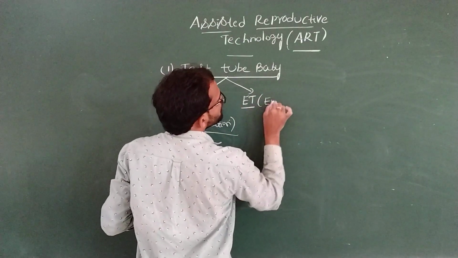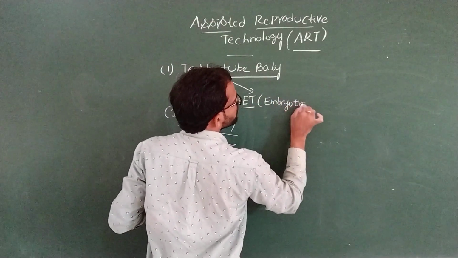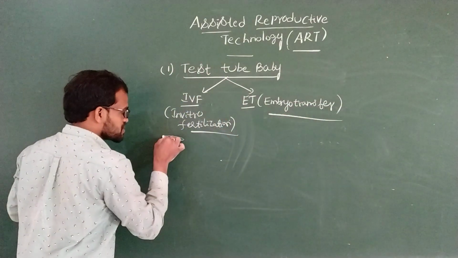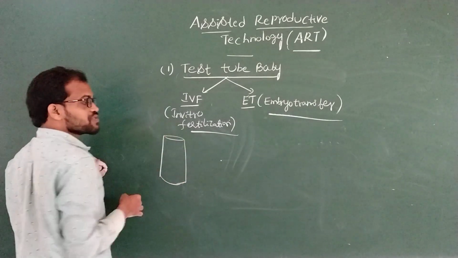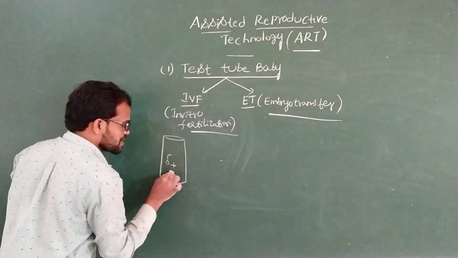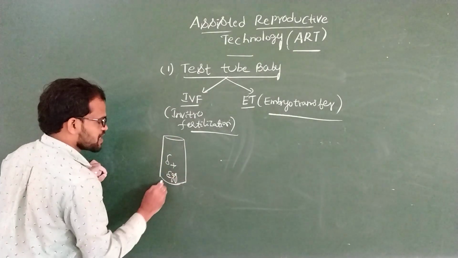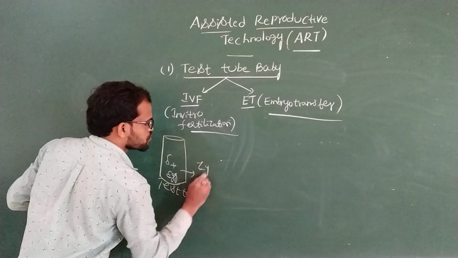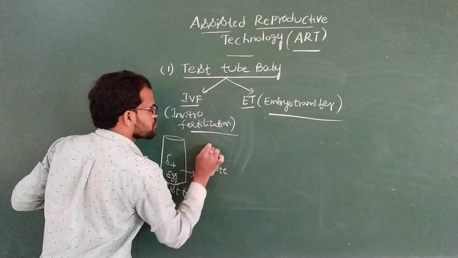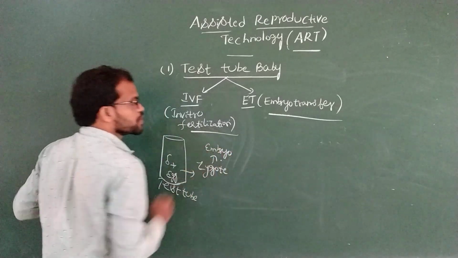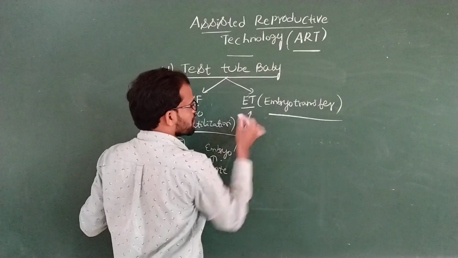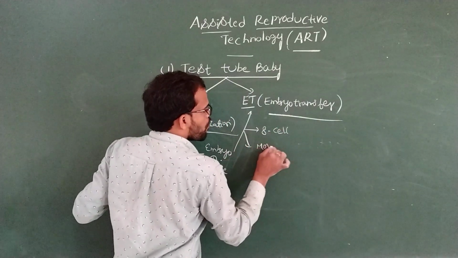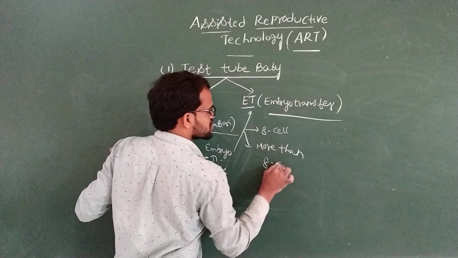ET means embryo transfer. In vitro fertilization means the sperm cells and egg cells fuse inside the test tube. After fertilization, it is converted into the zygote, and then into the embryo. What is an embryo? Embryo transfer: the embryo is at the 8 cell stage, or more than 8 cell stage.